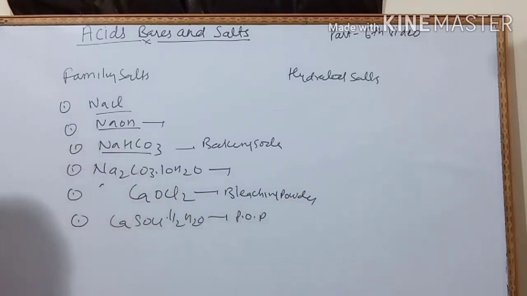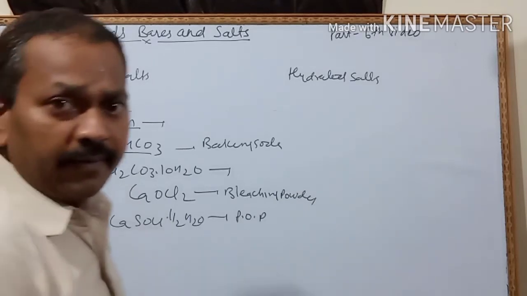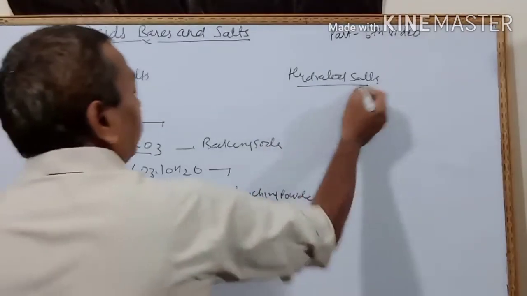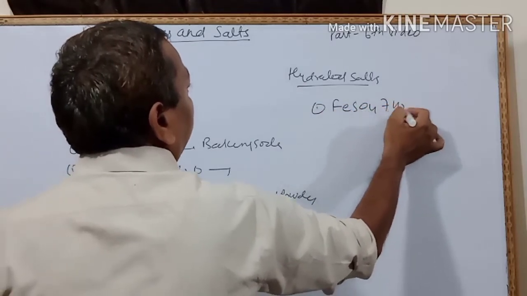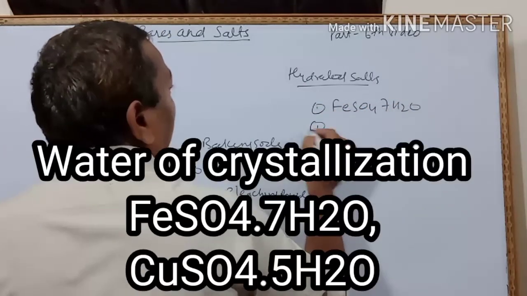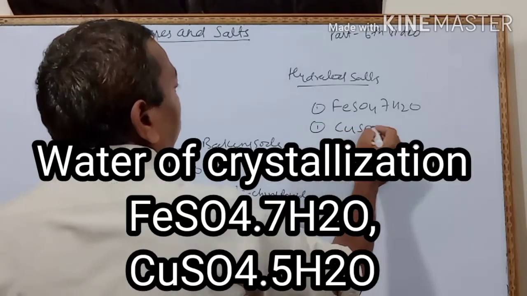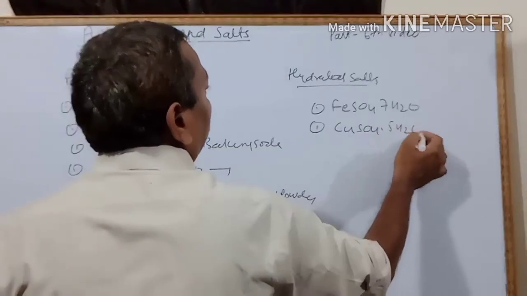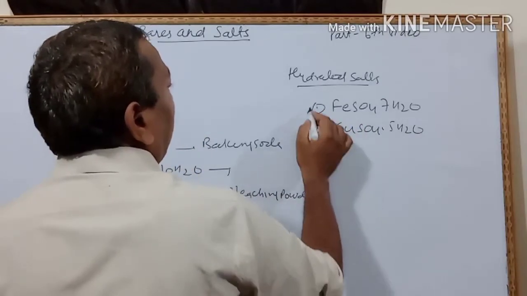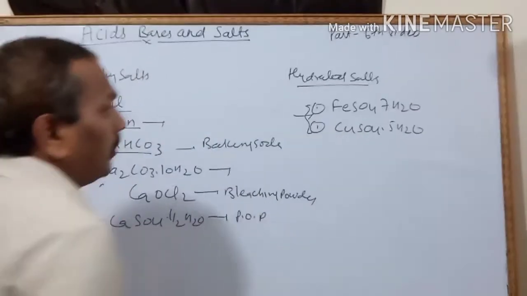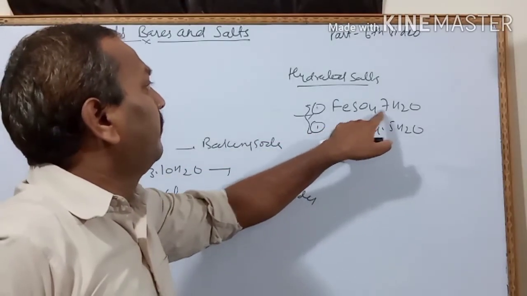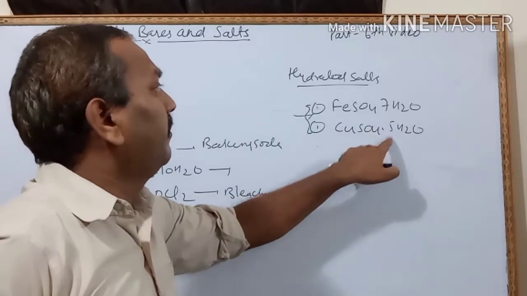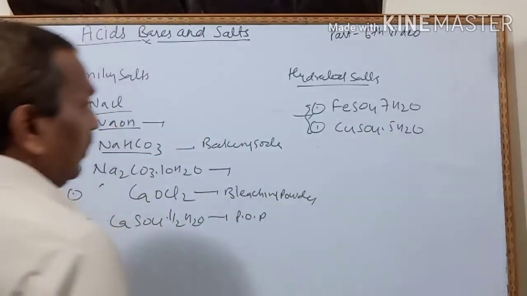So these are the formula and chemical name of family salt. We will take up one by one. Now hydrated salts, very important. Ferrous sulfate, FeSO4·7H2O. Okay, and next CuSO4·5H2O. So here I have taken two examples of hydrated salt. This is green vitriol, ferrous sulfate heptahydrate, and copper sulfate pentahydrate. Children, very simple.